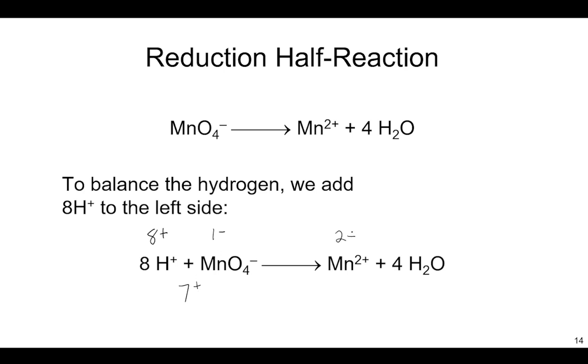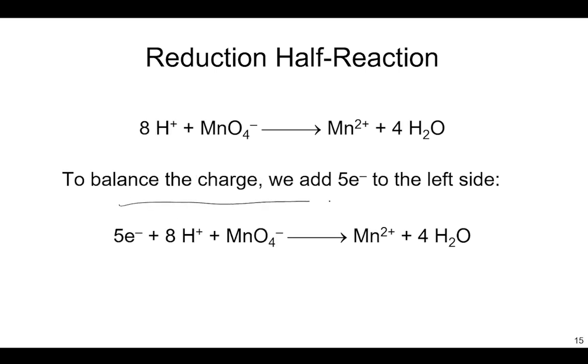And on the right, I have 2 plus and 4 waters, but those are all neutral. So overall, I am 2 plus on the right. Which one of these numbers is bigger? Well, 7 plus. So I'm going to need to add electrons to this side of the reaction where the bigger total charge is, because electrons are negative. How many do I need to add? Well, 7 to 6 to 5 to 4 to 3 to 2, that's 5, a difference of 5. So I need to add 5 electrons. 7 minus 2 is 5. And that will get my charges to be equal.